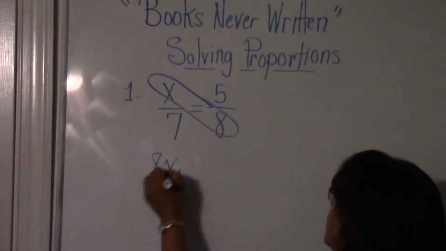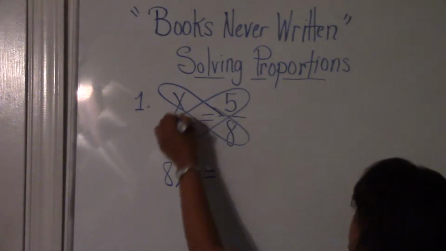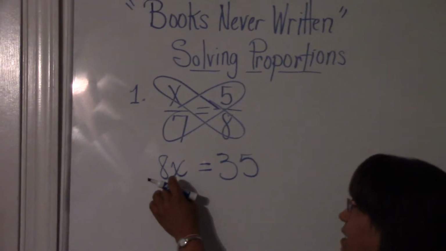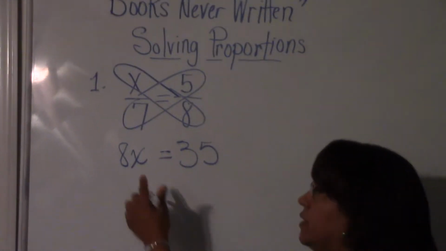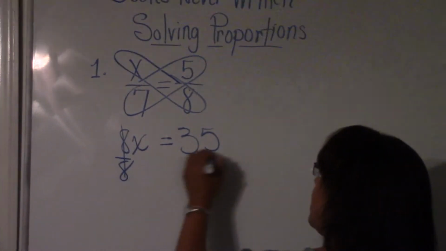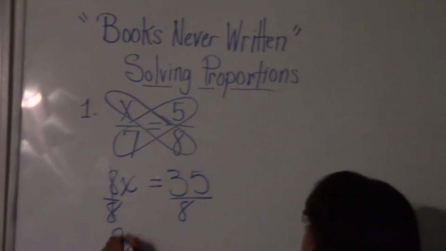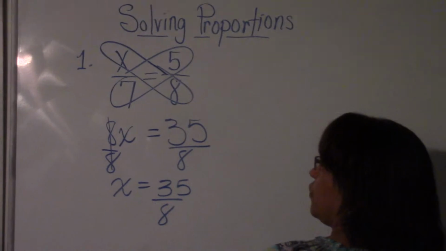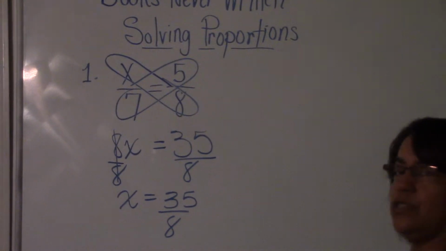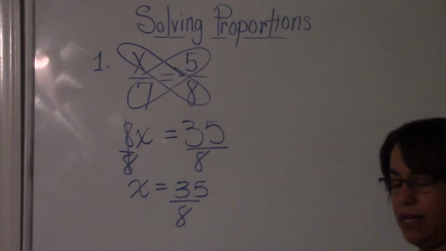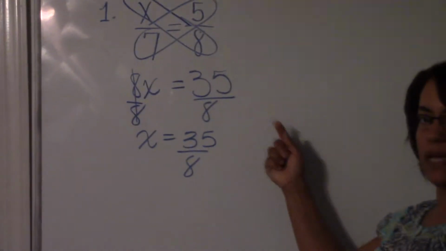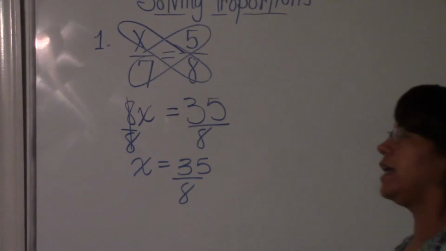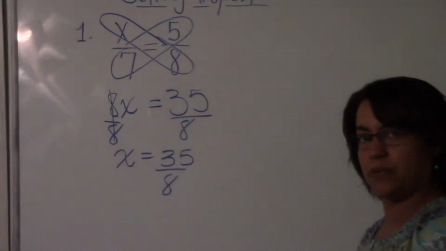8 times x is 8x, and 7 times 5 is 35. And the opposite of multiplication is what we're going to do now. So we're going to do division. So we divide both sides by 8, and we get our answer. This is an improper fraction in simplified form. So on the worksheet, what you'll do is you'll look for 35 divided by 8, and above 35 divided by 8, you would put a letter, because they will have letters here where I have my number. Okay, so let's move on to another problem.